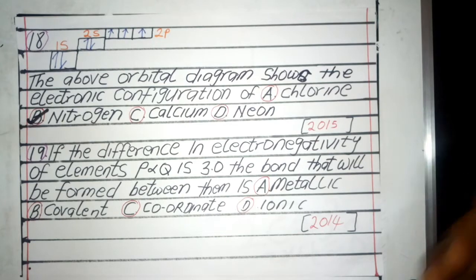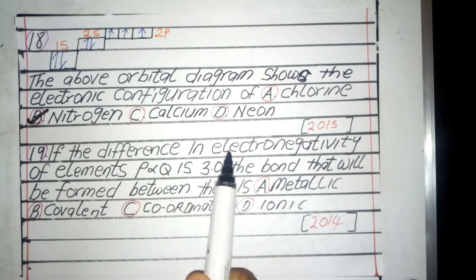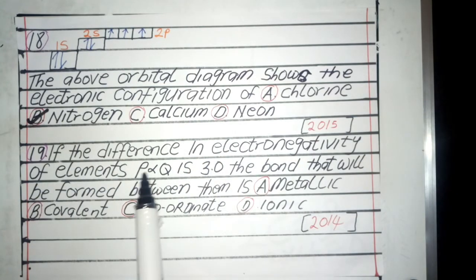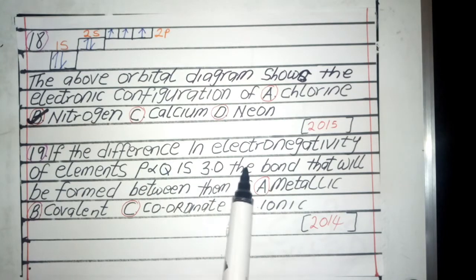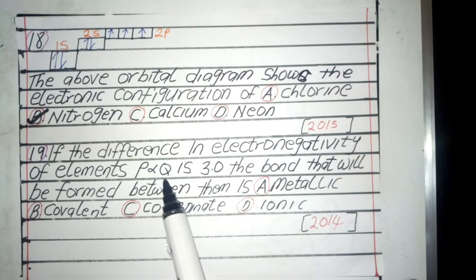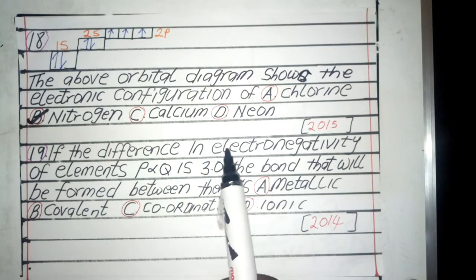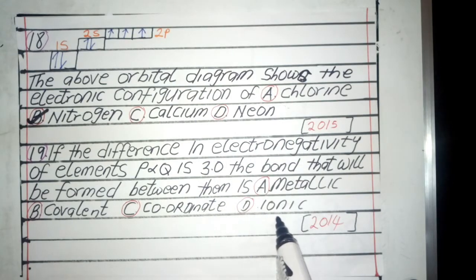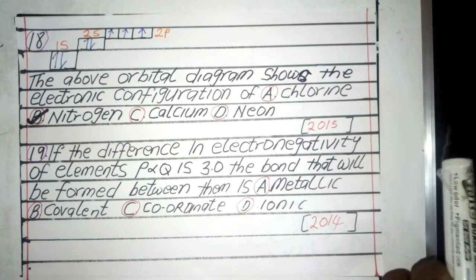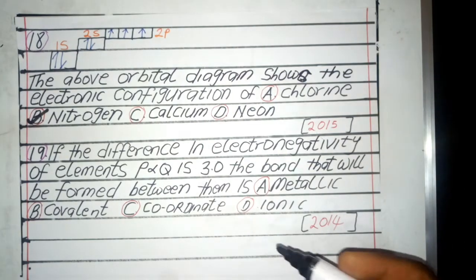The next question. If the difference in electronegativity of elements P and Q is 3.0, the bond that will be formed between them is metallic, covalent, coordinate, or ionic. Since the electronegativity difference is 3.0, this is high, right? Since it's very high, the answer has to be ionic or electrovalent. So the answer is D.